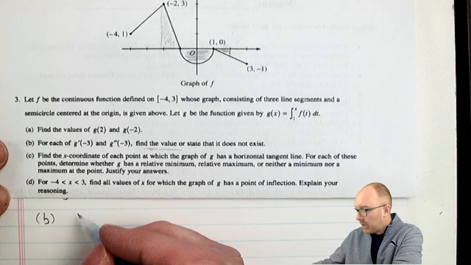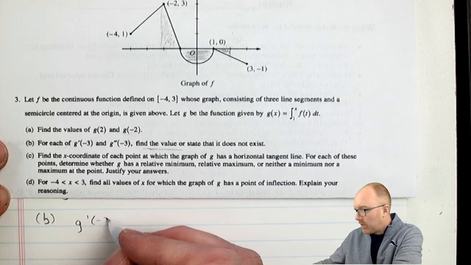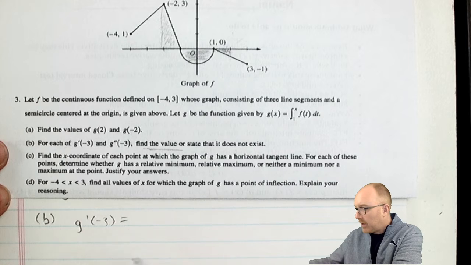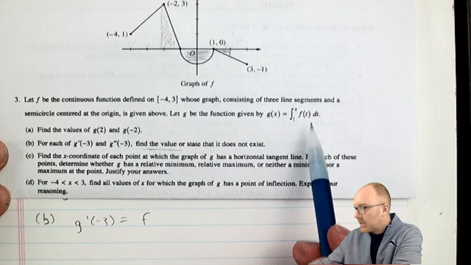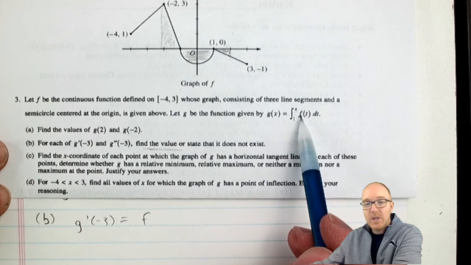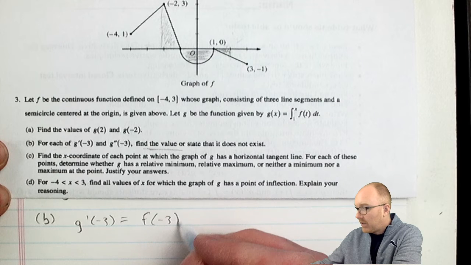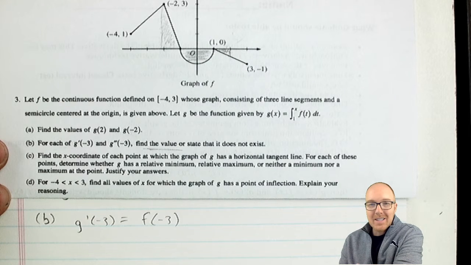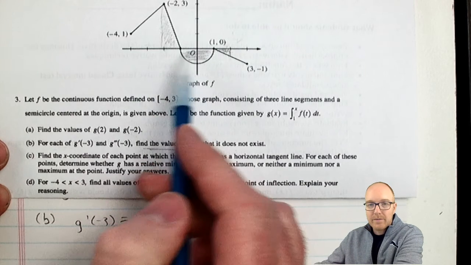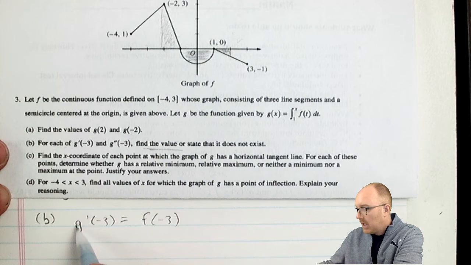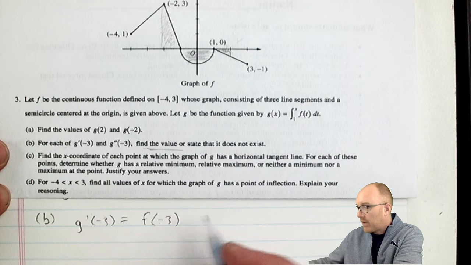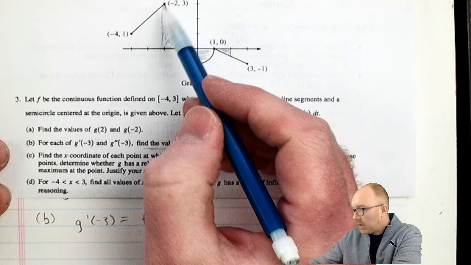All right, first of all, let's start off with g prime of -3. What is g prime of -3? Well, we already discussed this. The f is the derivative of g. So this is just f of -3. So if this didn't exist, that would mean there would have to be a hole in this graph. So it definitely exists. G prime of -3 is f of -3. And what is that? Well, we just got to figure it out.